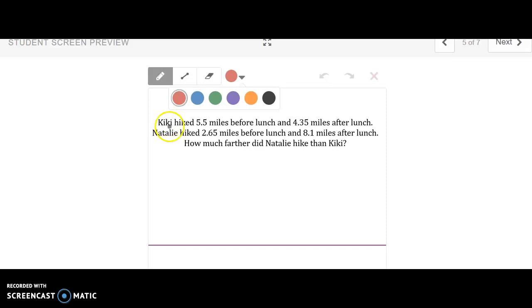All right, so Kiki hiked, oh, this is important, 5.5 miles before lunch and 4.35 miles after lunch. Natalie hiked 2.65 miles before lunch and 8.1 miles after lunch. The question is, how much further did Natalie hike than Kiki?